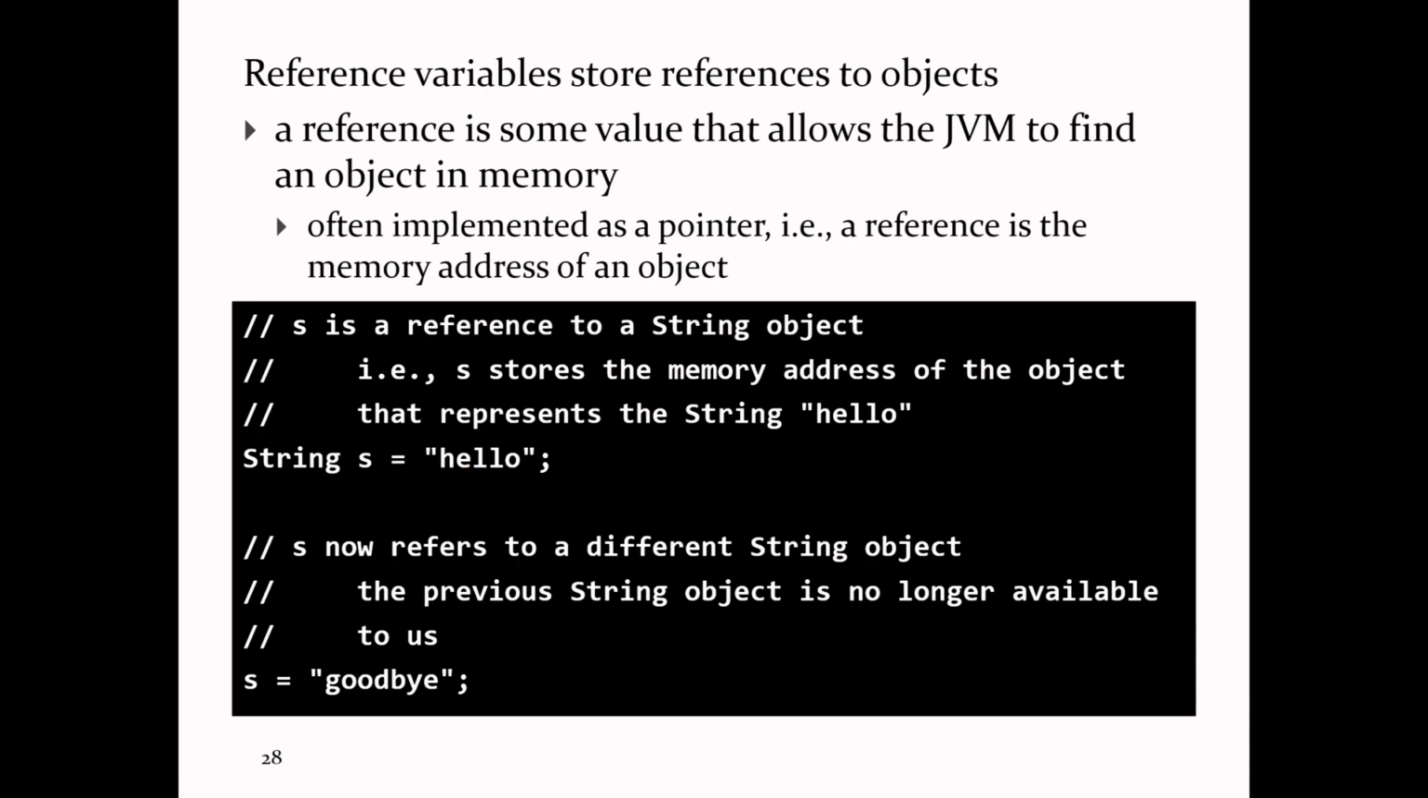Hello is still somewhere in memory. Somewhere there's still a string object that represents hello, and there's now a second string object that represents the string goodbye. s is not the string hello, it's a reference to the string hello. And s here is not the string goodbye, it's a reference to the string goodbye. So the easiest way, I think, for most of you to think about this is that it's just a pointer.